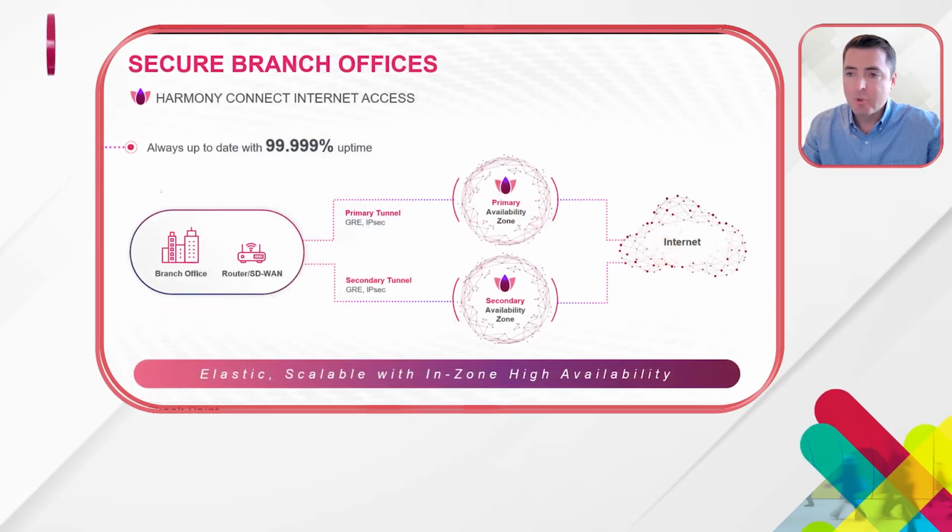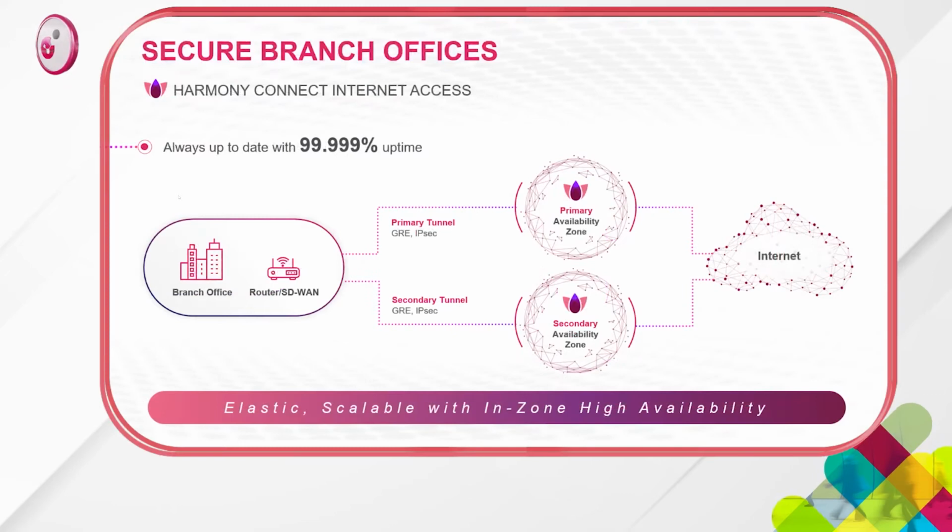Now, in addition to roaming users or users who are outside of the office, where you want to make sure they have the same level of policy as they would as if they were in the corporate office, we're also securing branch offices too. So we integrate with all the major SD-WAN providers out there. This could be Aruba, VeloCloud, Silver Peak, et cetera.